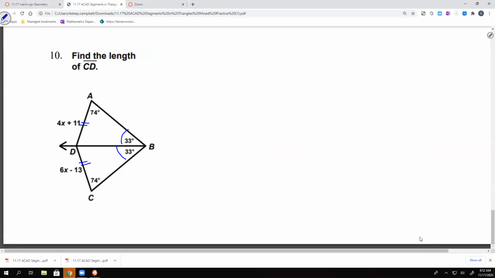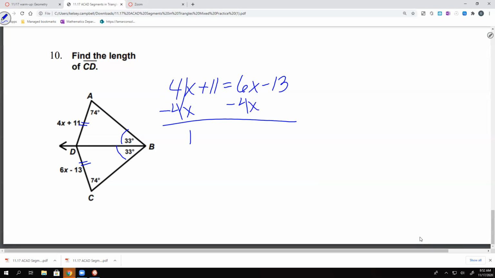Also, you could prove that these two triangles are congruent because here's an angle, an angle, and then they share that side in the middle, right? So that would mean that these two sides would have to be congruent. So 4x plus 11 is going to be equal to 6x minus 13. Right? And then let's solve. Again, take your small x to your big x. So take away 4x on both sides. So 11 is equal to 2x minus 13.